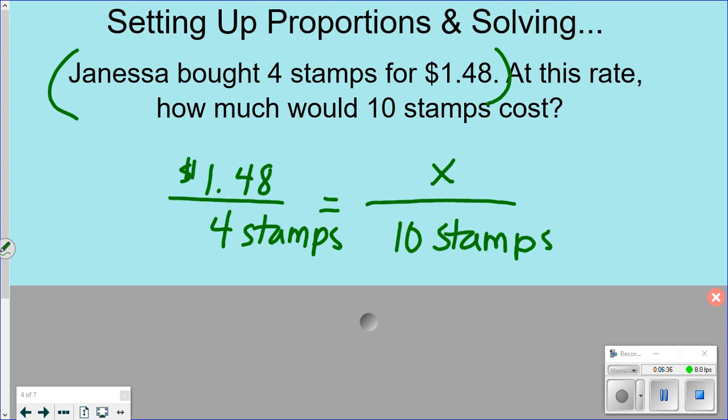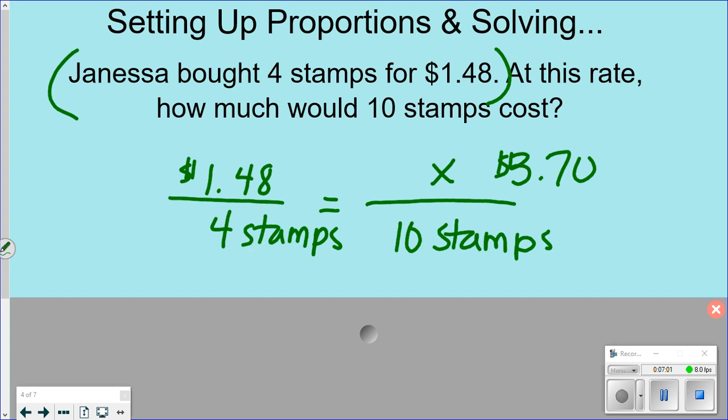Now if I use my proportion, I would solve it. I'd take 148 times 10. Then I would take that and divide by 4. And I would get $3.70. Could you take 148 divided by 4 times 10? Of course. But this is just another way to solve these types of problems using a proportion.